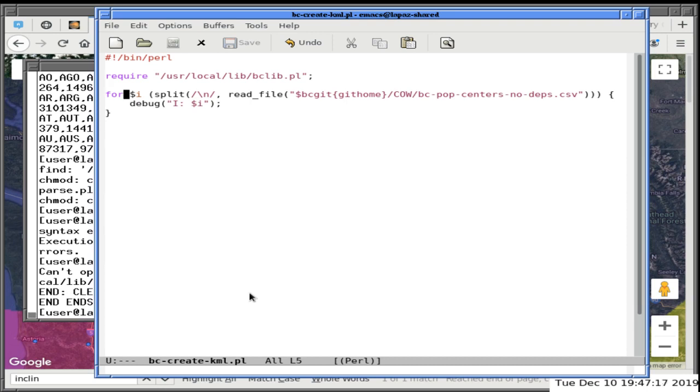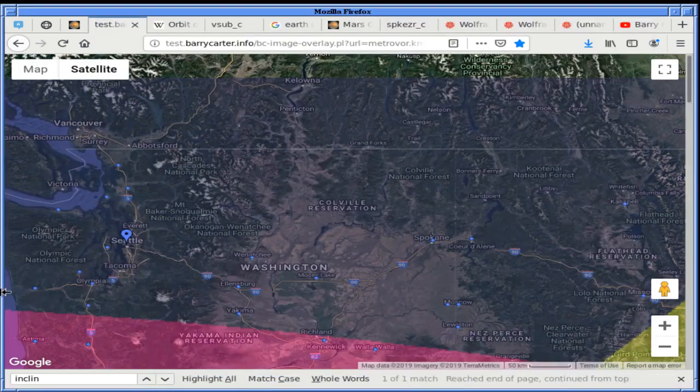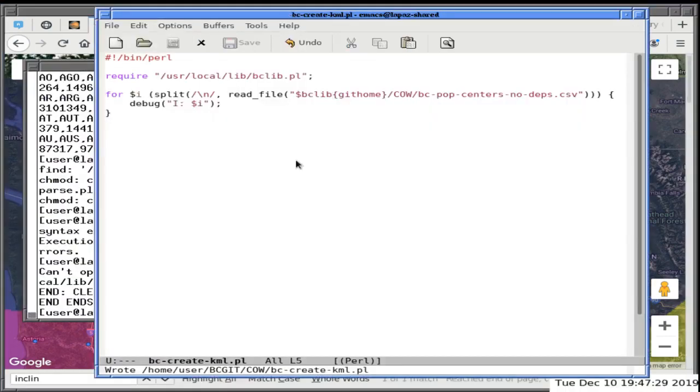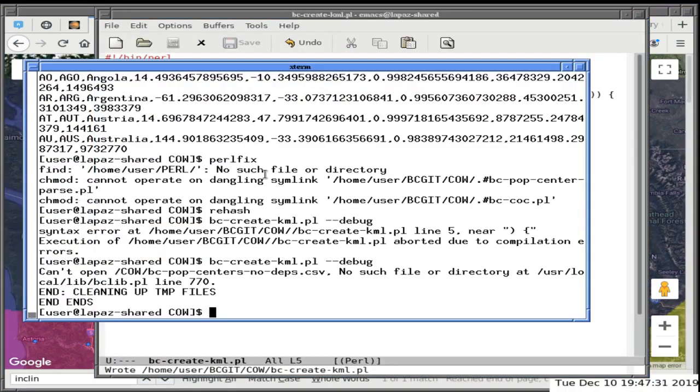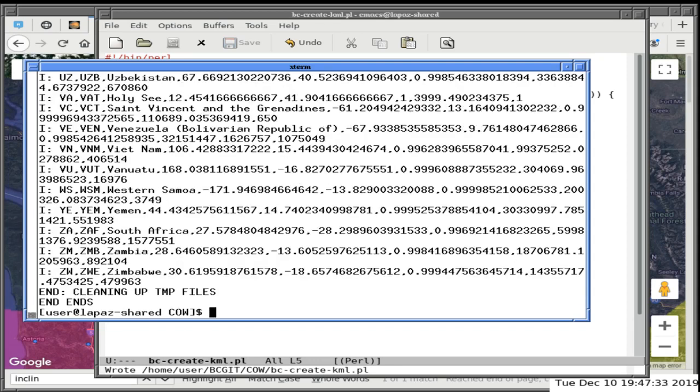Oh, and of course I mean bc lib git home. Again, this is the one thing that I would really like to normalize so other people can use my libraries without having to know where the heck I keep everything or having to make their structure look like mine. But whatever. Okay, fantastic.